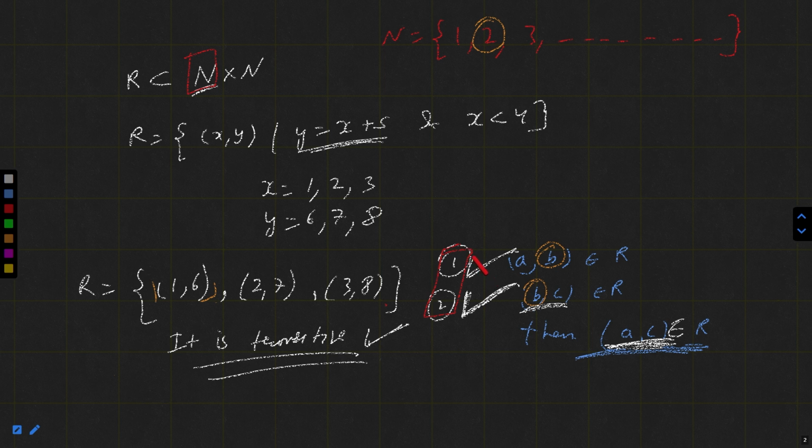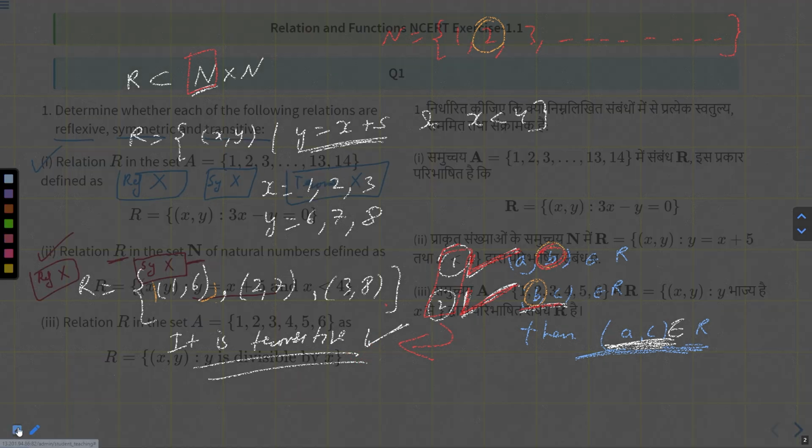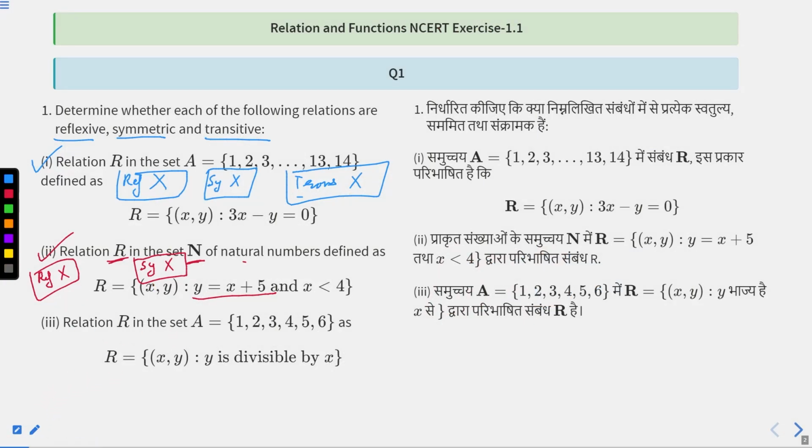Whenever you see such conditions that (a, b) belongs to R and we do not have such pairs that start with this element, then we always take that it is transitive. I hope this is clear. So it is transitive. Okay, now let's see the third part.